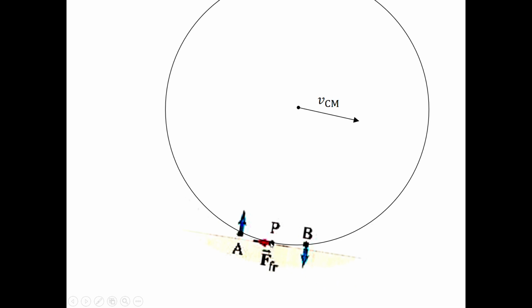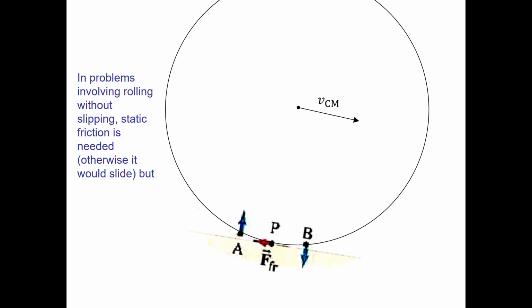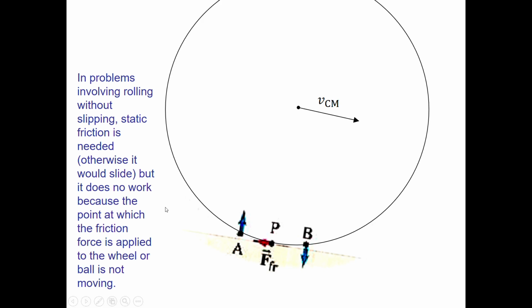But notice the point at which the friction force is being applied to this ball is not moving. That's the important thing for whether a force does work. A force can only do work if the point at which it's applied moves through space in going from initial to final. And here, even though the point at which the friction force is being applied changes as it rolls down the plane, the point at which it is being applied at any instant is not moving. And so the friction force does no work as this thing rolls down the plane. Okay? So the static friction force is needed, otherwise it would slide down the plane, but it does no work because that point is not moving.